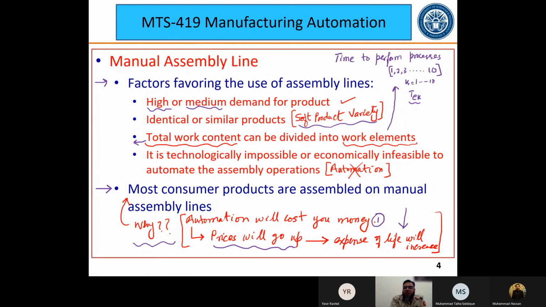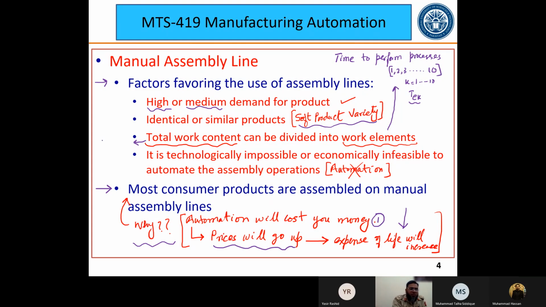processes. The processes are from 1 to 10, and let us assume that K is varying from 1 to 10. So TEK is actually the time taken to perform the kth process. So K is varying from 1 to 10. These are the work elements which we have divided into processes, and the total work content.